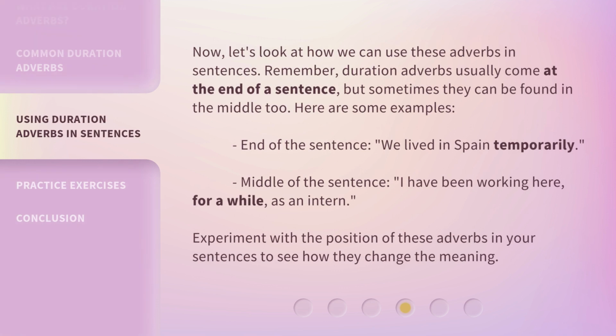Now, let's look at how we can use these adverbs in sentences. Remember, duration adverbs usually come at the end of a sentence, but sometimes they can be found in the middle too. Here are some examples. End of the sentence: we lived in Spain temporarily. Middle of the sentence: I have been working here, for a while, as an intern. Experiment with the position of these adverbs in your sentences to see how they change the meaning.